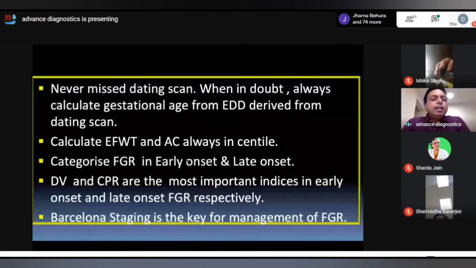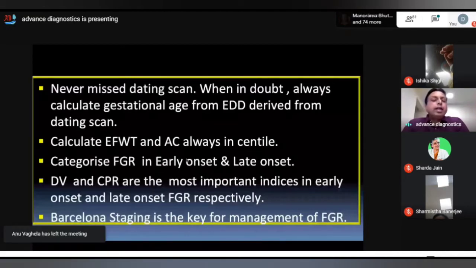I request you to consider advising Doppler around 30 to 31 weeks, because if at that time we see the Doppler changes, then we can easily categorize between early onset and late onset. Suppose after your anomaly scan you advise Doppler at say 36 weeks, then we will find it difficult to differentiate between early onset and late onset. DV and CPR are the most important indices in early onset and late onset FGR, and Barcelona staging is the key for management of FGR.